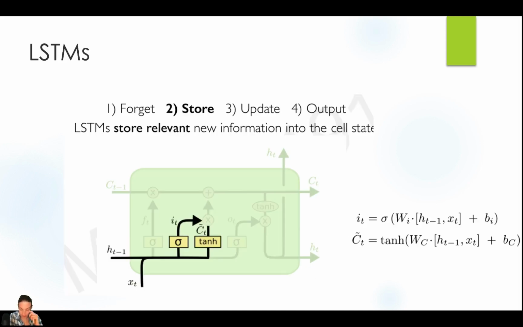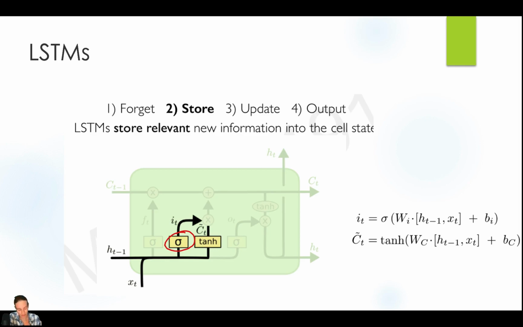Then we have the store gate. The store gate takes the same inputs, the xt's and the hidden state of the previous time step. And this is a little bit more complicated. It has, like previously, the hyperbolic tangent to calculate our memory, again with pointwise multiplication with an activation function. And it also has a sigmoid function here, which basically will tell the hidden cell state what to remember.